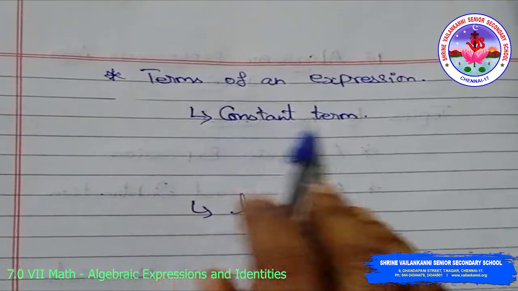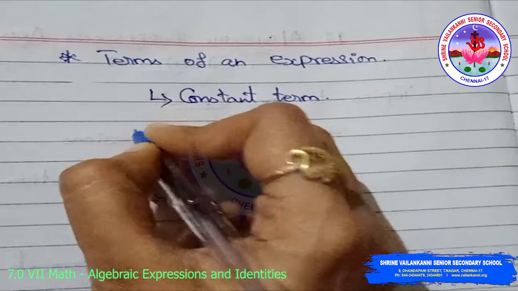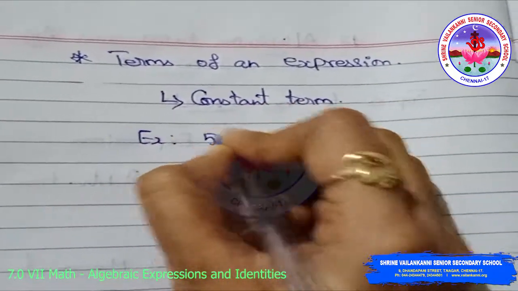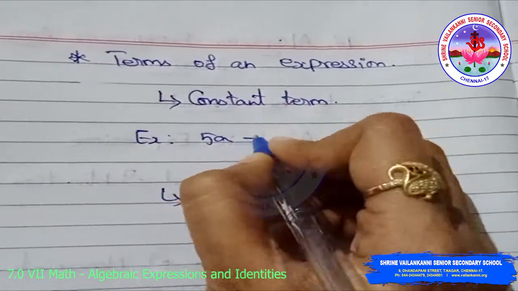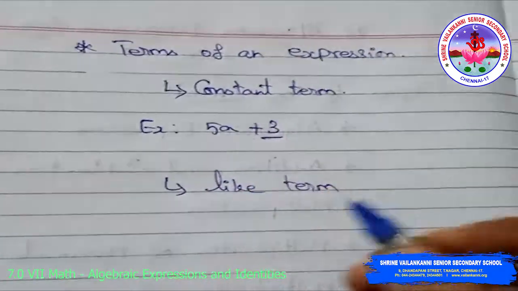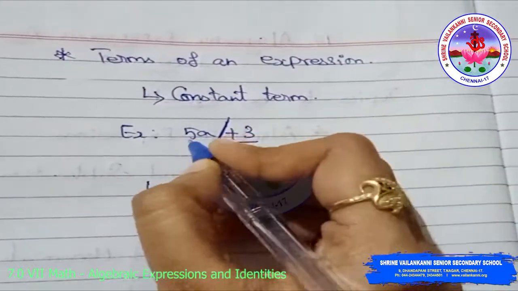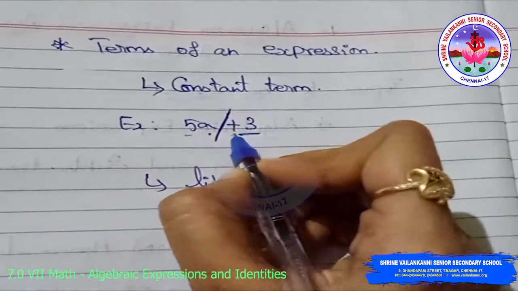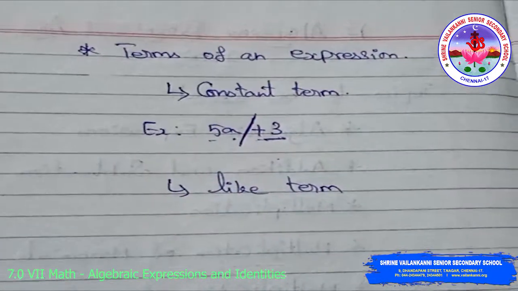The first one is constant term. Here the example, 5a plus 3. Here positive 3 is the constant term. Separate this way: 5a is one term, positive 3 is another term.